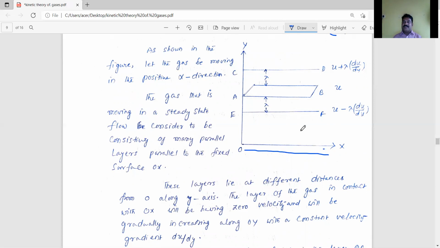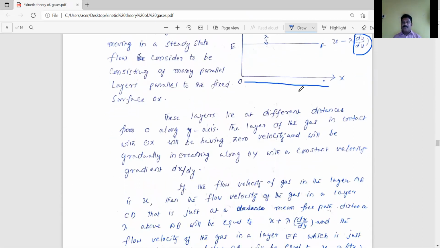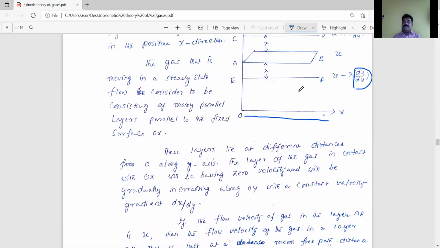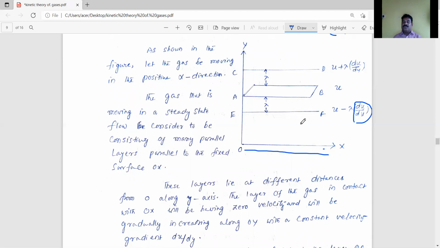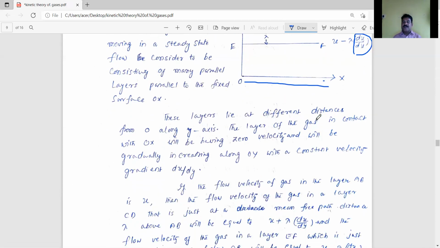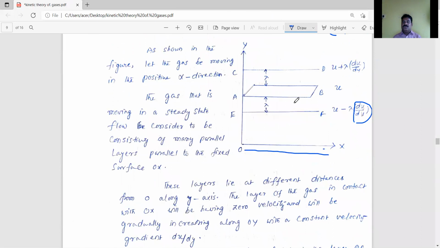So what is the velocity gradient here? du by dy. So the velocity of the layers increases with a velocity gradient along the OY axis from the OX axis. Okay. Now let us take three layers from the OX axis. That is AB layer, CD layer, and EF layer. Now let's assume that the velocity of the AB layer is u.